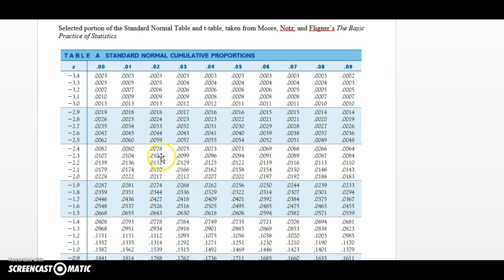and here we get 0.0102, 0.0099. So it's in between these two numbers. This one's a little closer, so let's take that. That's negative 2.33. So the actual z-star then would be 2.33.